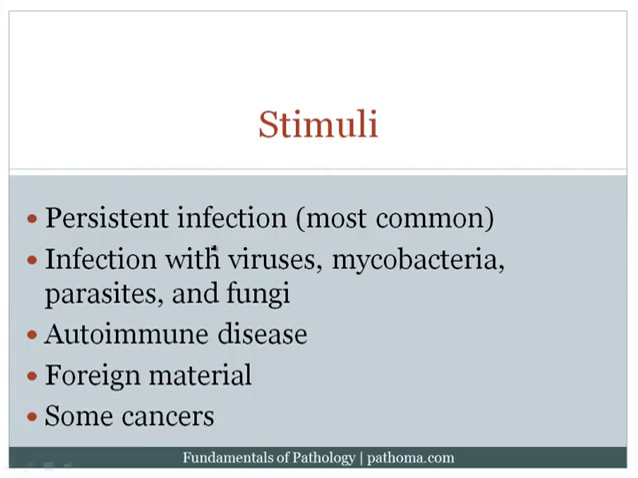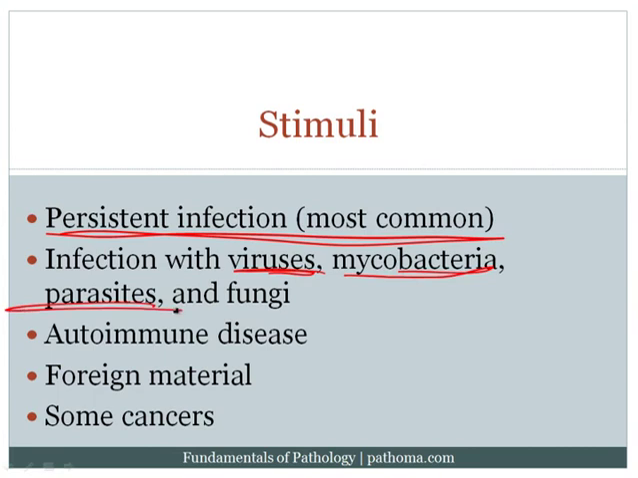Now, chronic inflammation is going to arise in the context of certain stimuli, the same way that acute inflammation arose in the context of certain stimuli. The most common stimulus for chronic inflammation is persistent infection. This really is the most common stimulus. Other things that can lead to chronic inflammation include viruses, mycobacteria, parasites, and fungi. These all require chronic inflammation in order to be resolved.